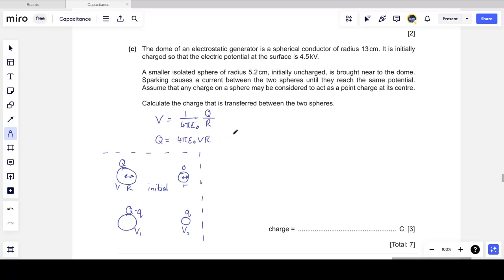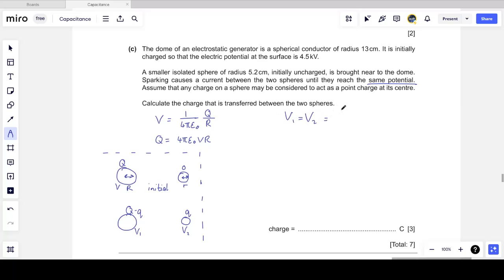Now I could put numbers into this and I could solve this immediately because I know big V and I know R, the radius of the big sphere. But I'm actually going to leave it because I'd rather put the values in a lot later. For the final scenario, so that was the initial picture. For the final picture, what I have is that the potentials become equal. So I have V1 equal to V2.